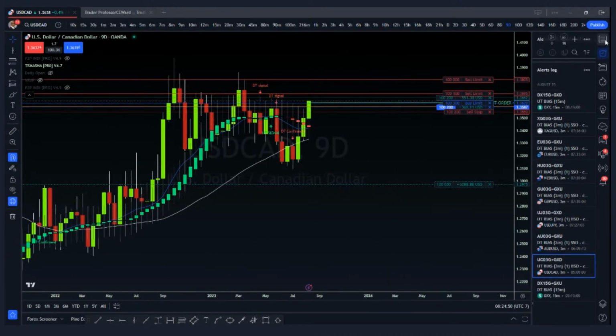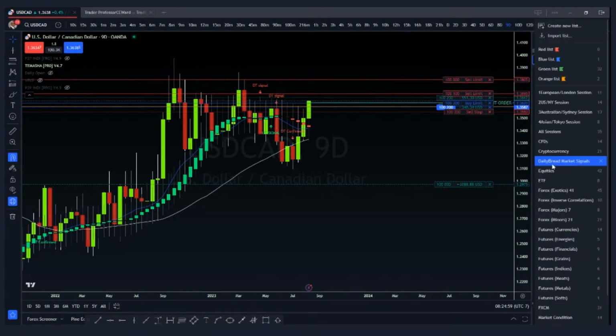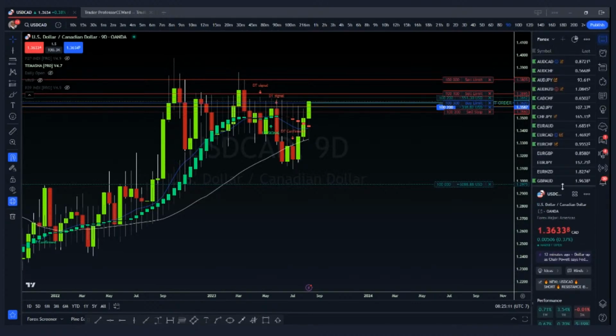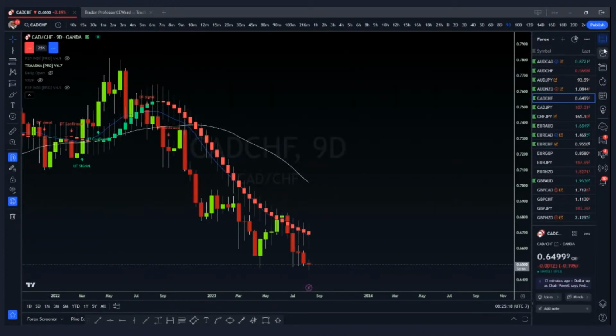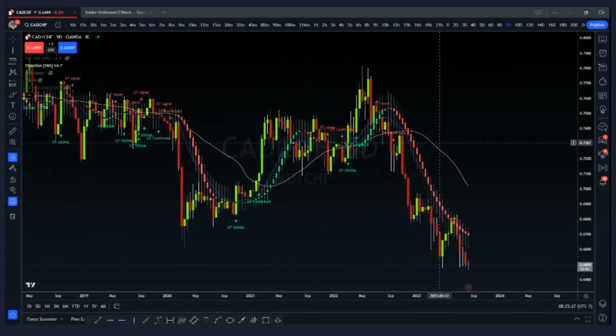So what you want to do, if you want to find a turn, let's do a different chart. I need something that doesn't have any lines on it. Let's do a minor pair. And let's do a minor pair that I'm not in. Let's do Cat Swiss. I'm not in this trade. All right. So the way you know where something is turning, I'm just going to stay on this.